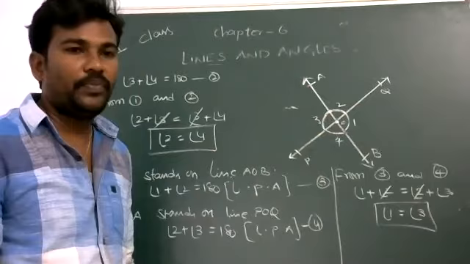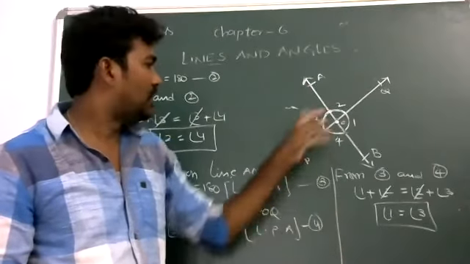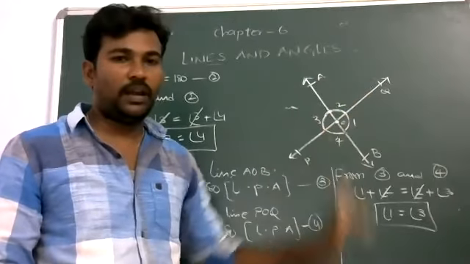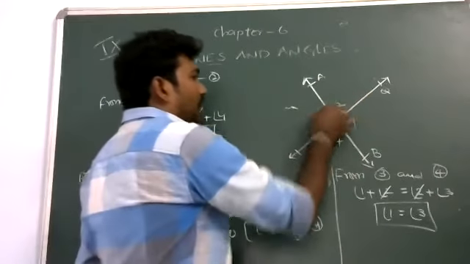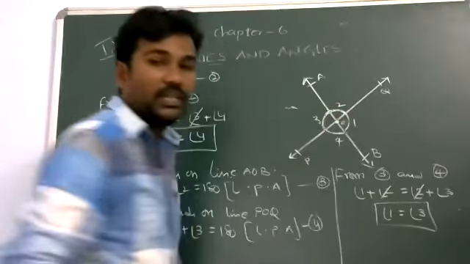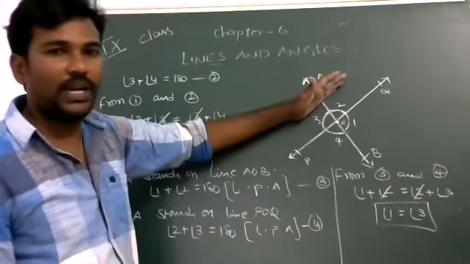OA lies on PQ, line PQ. OA is a ray. So this ray lies on PQ. Then this one is a ray. So angle 2 plus angle 3, these two are adjacent angles, and the sum of these two angles is 180. Then these two angles are called a linear pair of angles. So these two is 180.